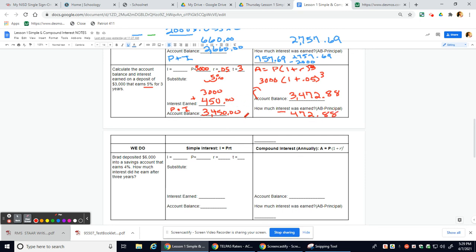So I'm definitely making more money on an account that's earning compounded interest versus simple interest.